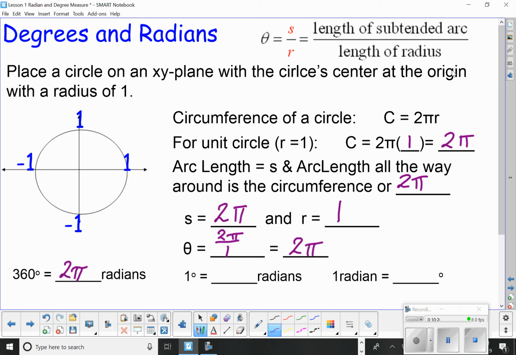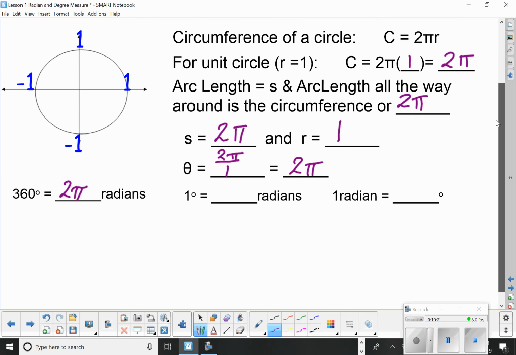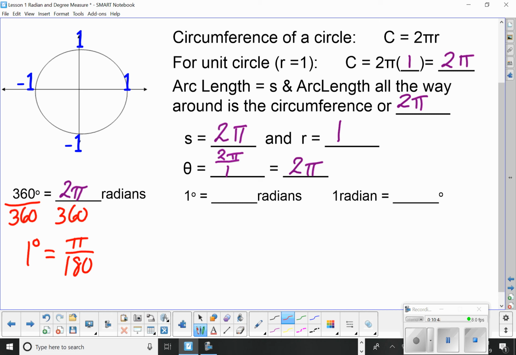Great. Well, if we want to convert back and forth, just like from inches to centimeters, centimeters to inches, we want to do a conversion. I want to know what 1 degree is equal to. Well, if I divide both sides by 360, I wind up with 1 degree is equal to pi over 180 radians. I now have my conversion. So if you give me some number of degrees, 2 degrees would be 2 pi over 180. So I can figure out degrees to radians.